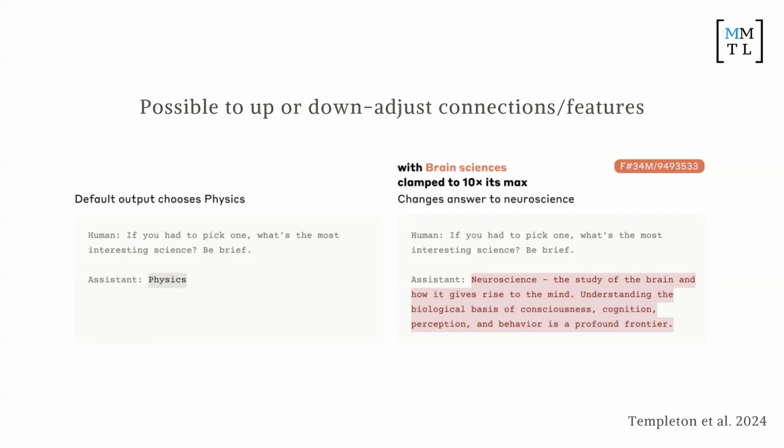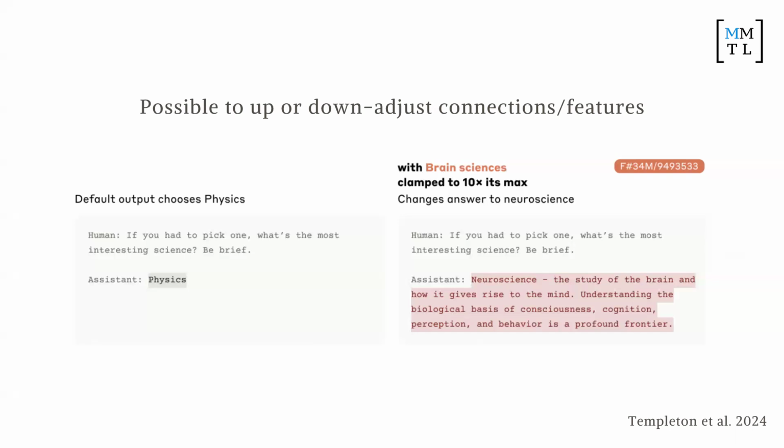When you ask the AI what it is, it says, I'm the Golden Gate Bridge. I'm not even kidding. That's exactly what it says, right? I just didn't have the example here. But if, for example, you say, if you had to pick one, what's the most interesting science? The AI answers physics, and then you turn up brain sciences. It starts saying, well, my favorite is actually neuroscience. So this is an amazing capability that actually just a few weeks ago we didn't understand.